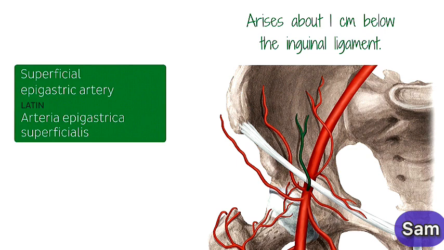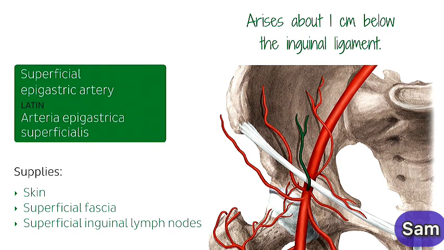The cribriform fascia is a region of the superficial fascia of the thigh that's perforated. The name cribriform is derived from the Latin word cribrum, which means sieve. This artery supplies the skin of the inguinal region, superficial fascia, and superficial inguinal lymph nodes.